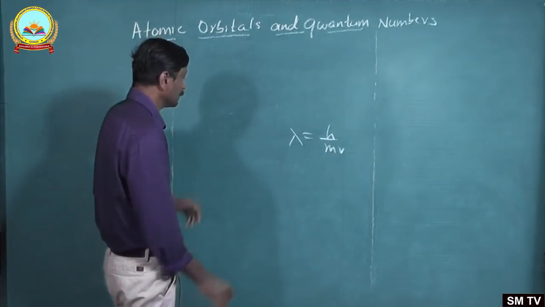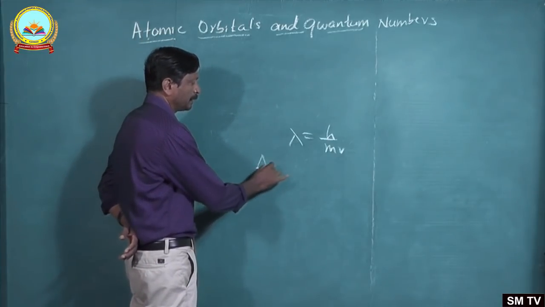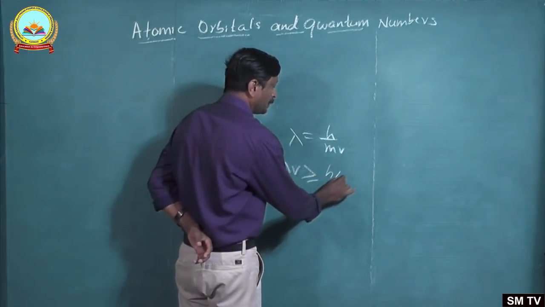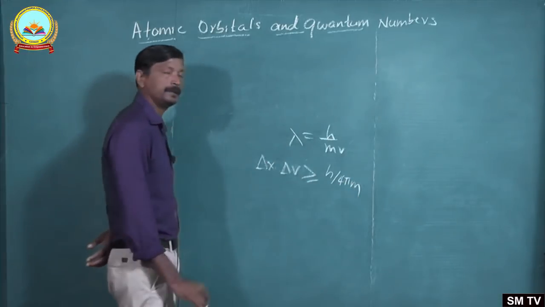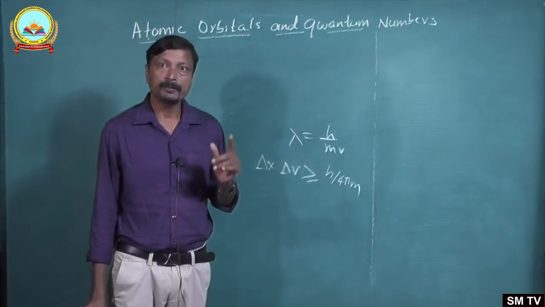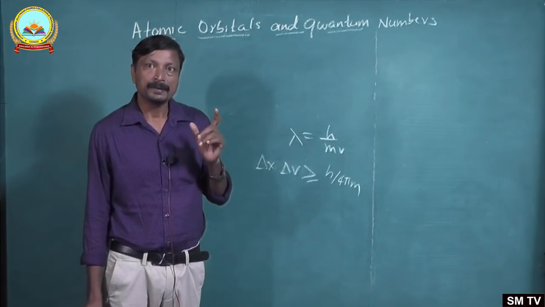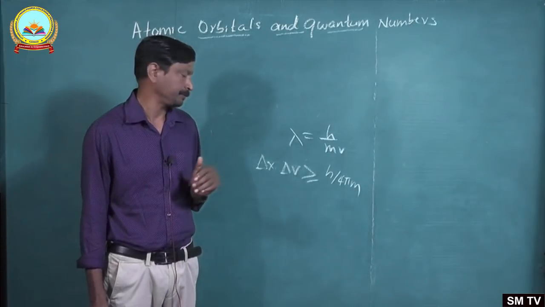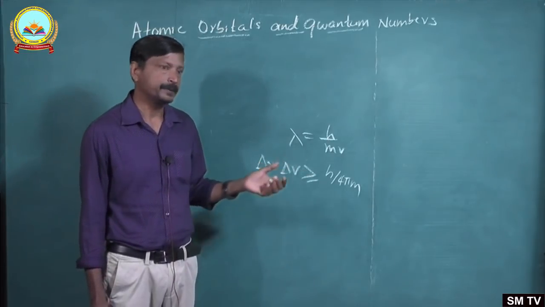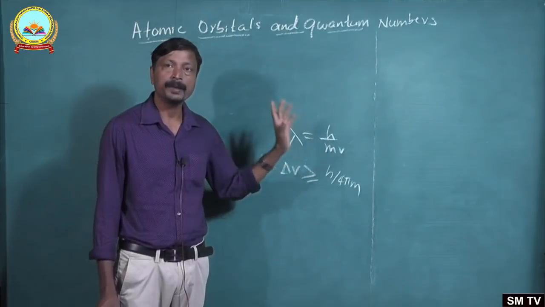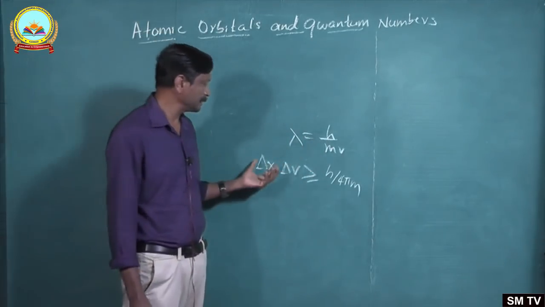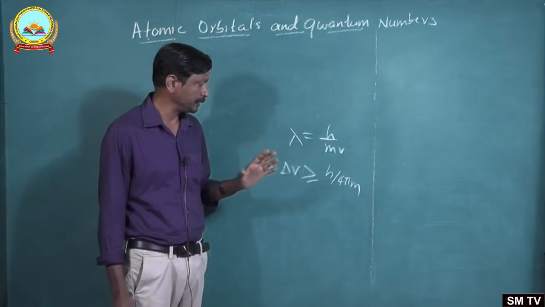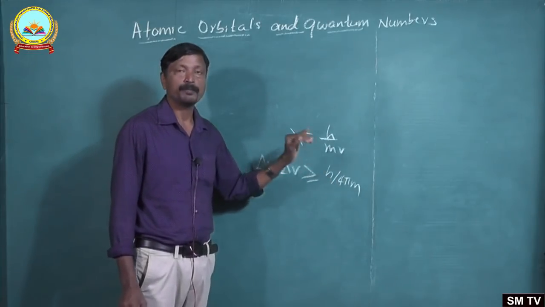The second one is the uncertainty principle. Here, delta x into delta v is greater than or equal to h by 4 pi m. It says it is impossible to determine simultaneously the accurate position and accurate momentum or velocity of an electron. What is delta x? It is the error in measurement of position. What is delta v? The error in measurement of velocity. So the minimum error is h by 4 pi m.